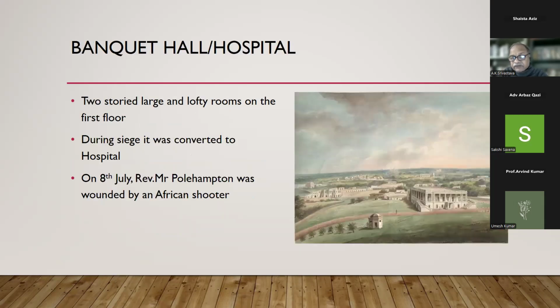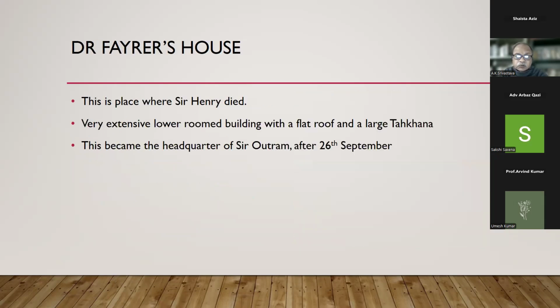Another important building you see is the banquet hall or hospital. The painting I am sharing with you is of Sitaram. During the siege, it was converted to a hospital, and there's an African shooter. A lot of Negroes were fighting on behalf of Indians. On 8th July, a shooting took place.